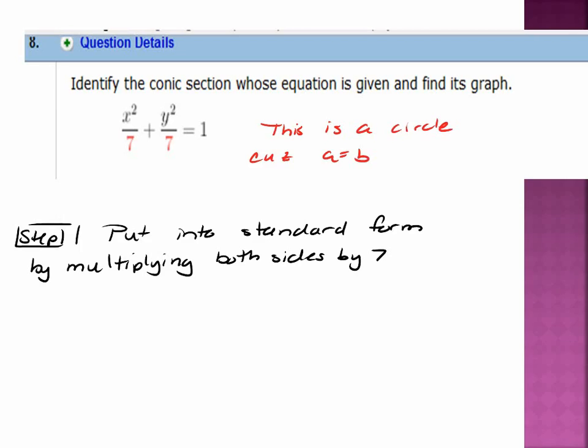Okay. Put into standard form by multiplying both sides by 7. That's the first step.